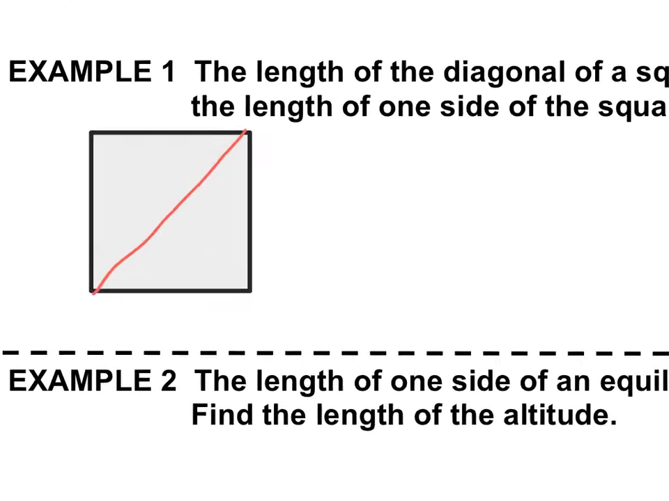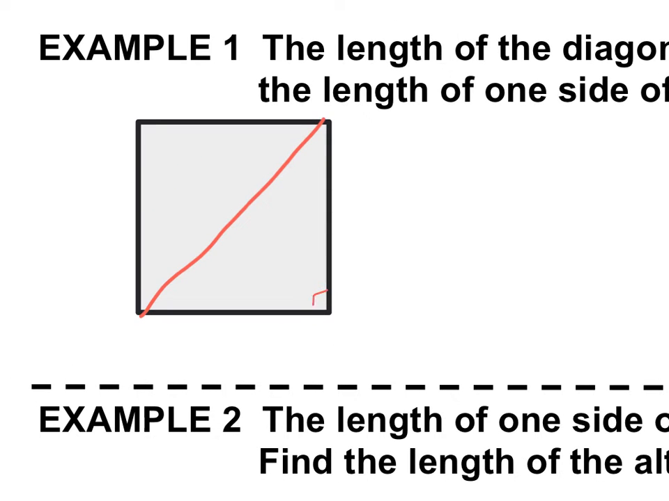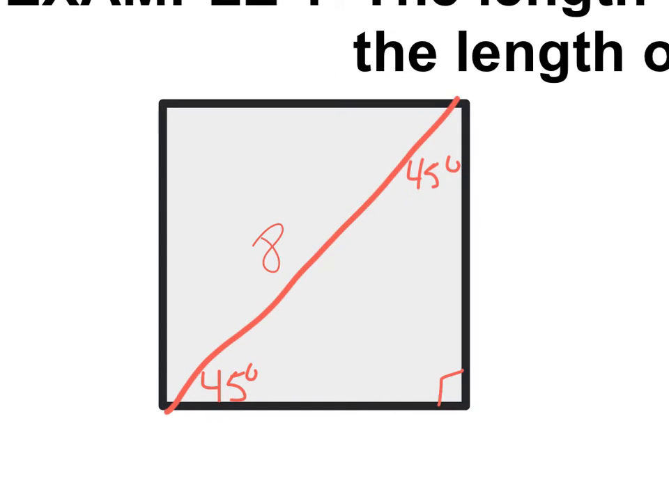Now, if we're using a square, remember that means we have 90-degree angles on each side, so that makes our right triangle. But that diagonal bisects the other 90-degree angles and gives us the 45, 45. So if you're talking about a square, you're going to have a 45, 45, 90 triangle. Now, it tells us the length of the diagonal is 8 square roots of 2. Now, we need to find the other two sides, which are the same thing, so it makes it pretty easy.